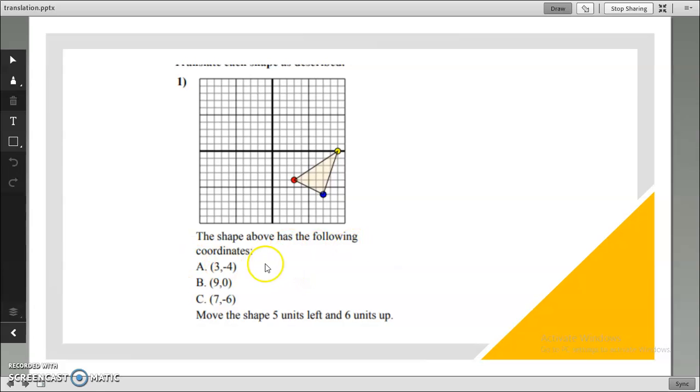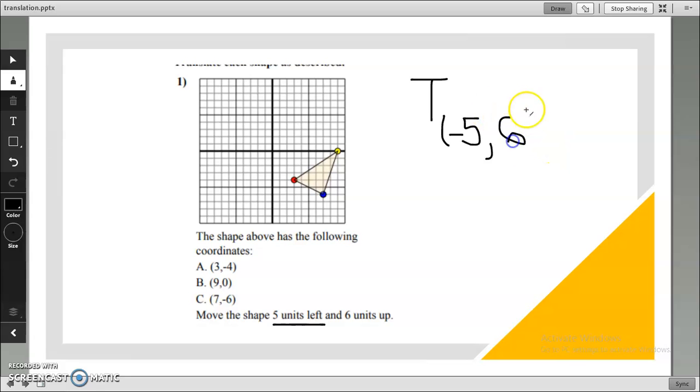It says the shape above has the following coordinates: 3, -4, 9, 0, and 5, -7. Move the shape 5 units to the left and 6 units up. So first of all, when we see something like this, we have to think about what they're talking about. When I move to the left, which direction is that pointing to? Well, moving to the left is a negative direction. So it's basically the same thing as saying a transformation of -5 in my x direction. And then 6 units up is talking about going up and down on my y-axis. So that's going to be a +6.